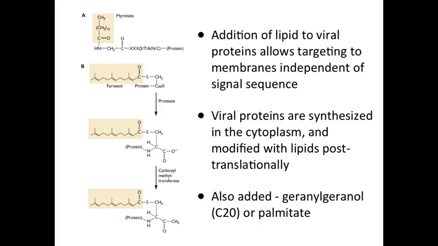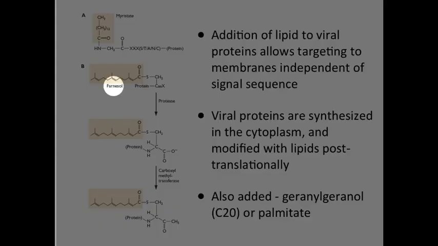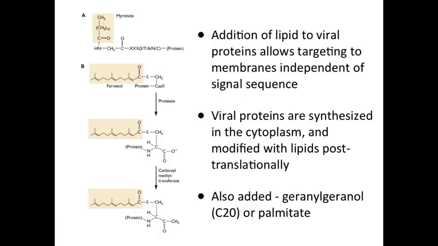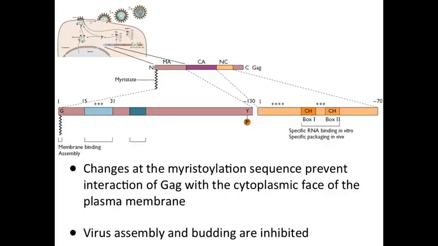Here I'm showing you three different kinds of lipid, myristate and farnesol being attached to a protein, and also geranol, and palmitate. These are just different lipids that can be covalently linked to viral proteins. Okay, and they get modified typically to point them to membranes. So it's another way of addressing where a viral protein is going to go by putting lipid onto it.